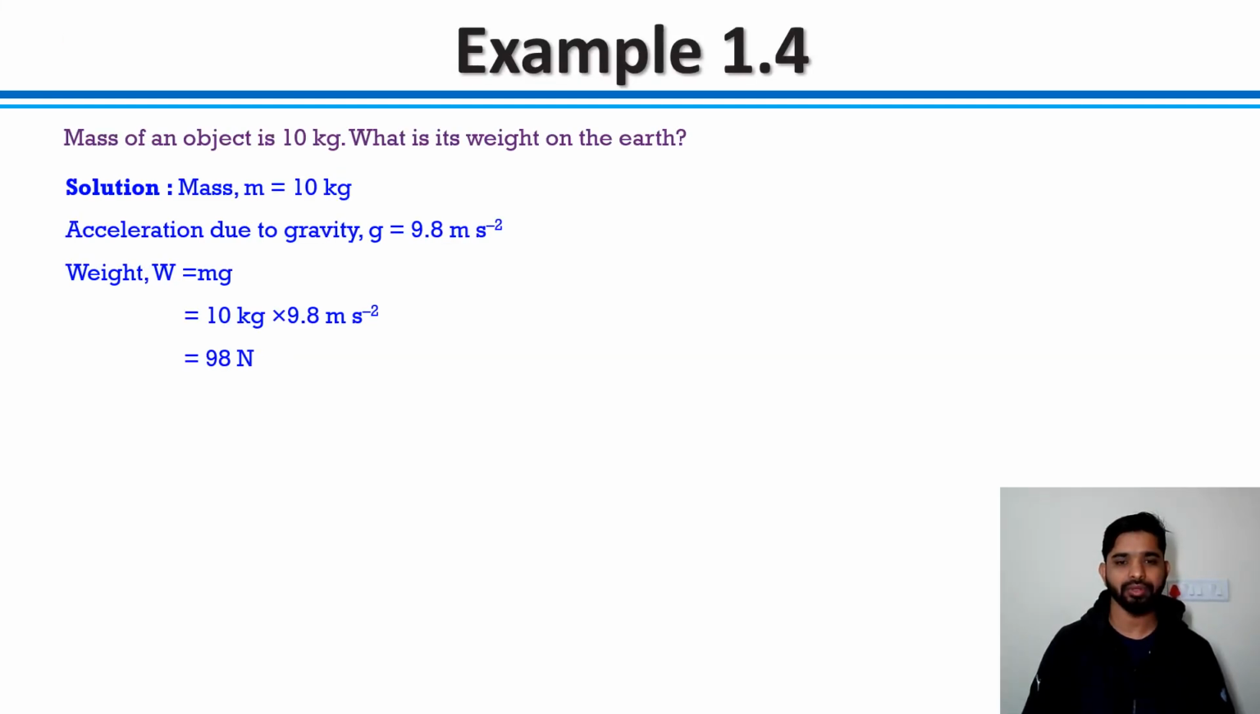So let's see some numerical examples. The mass of the object is 10 kg. What is the weight on the earth? If we multiply this mass by the gravity value of the earth, we get the weight of that object on the earth, and that is going to be 98 Newton in this case.